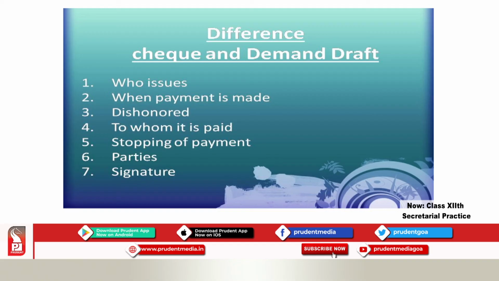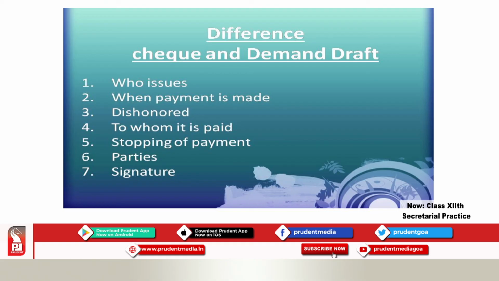First thing, who issues it? A check is issued by the account holder. A demand draft is issued by the bank. See the difference. A check is issued by the account holder who has an account in a particular bank. He is the drawer of this check who signs it. But the demand draft is issued by the banker, and the bank officer signs the demand draft. So that's the difference between the check and the demand draft.